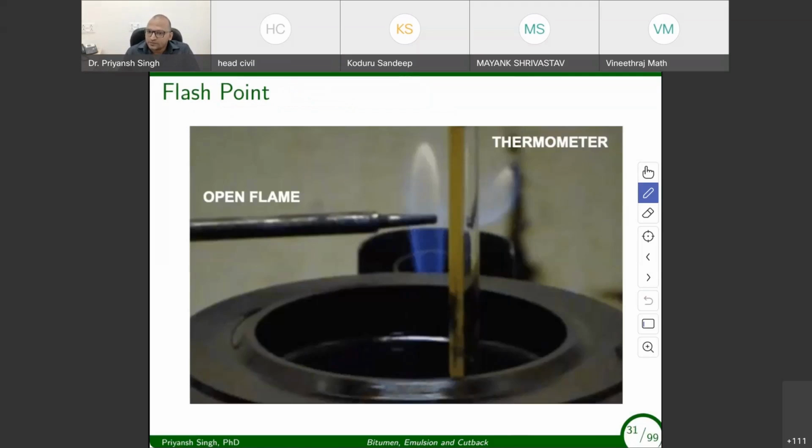The second test is the flash point, which is a safety test, which indicates at what temperature your binder will catch fire or flashes will come.